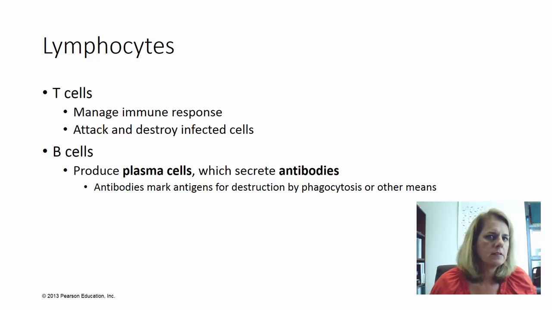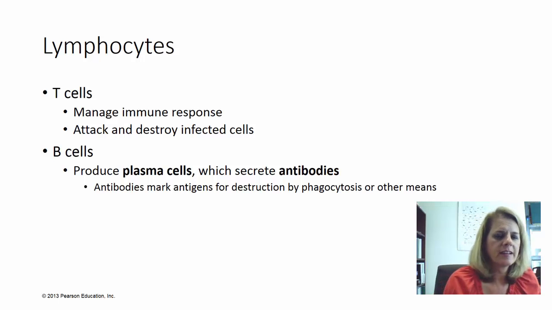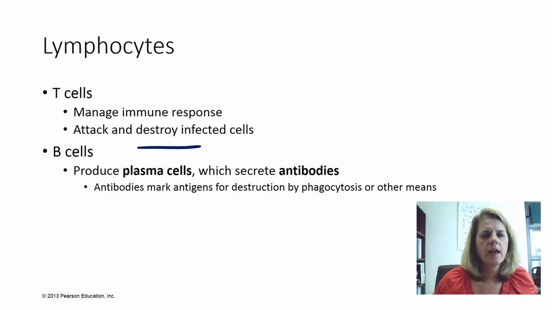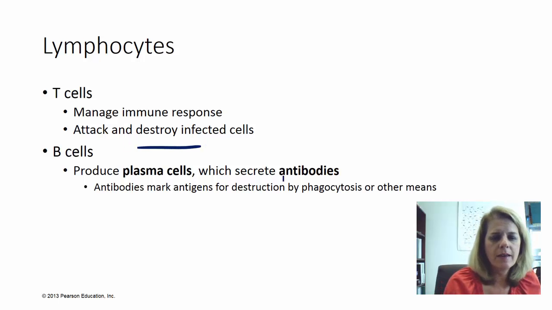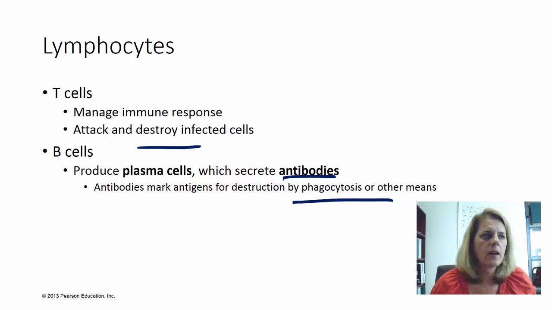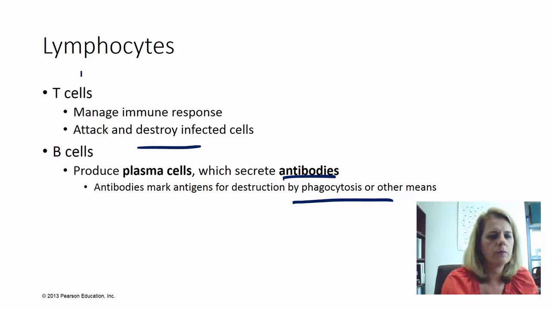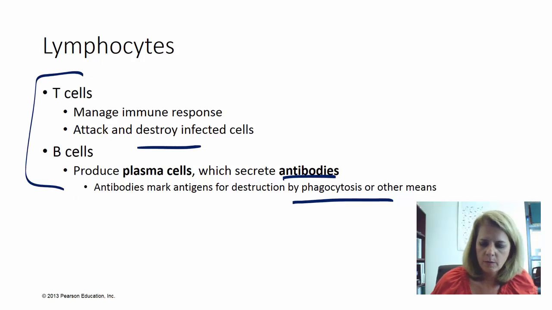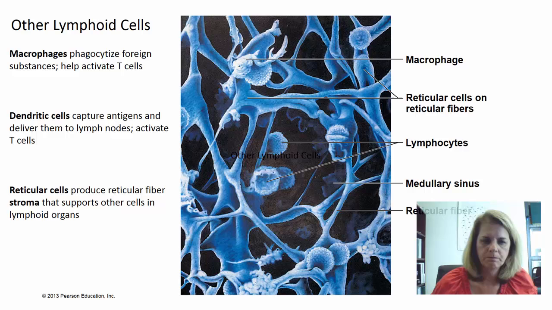So when we think about B cells and T cells, we'll talk about this a little more with the immune system. Your T cells are kind of your killer cells. They attack and destroy cells. And your B cells, they make the antibodies, okay? And antibodies can mark the antigens so that other cells can come in and phagocytize those. So again, T cells are like killer cells, and B cells make antibodies. And again, we'll do more information when we talk about the immune system.